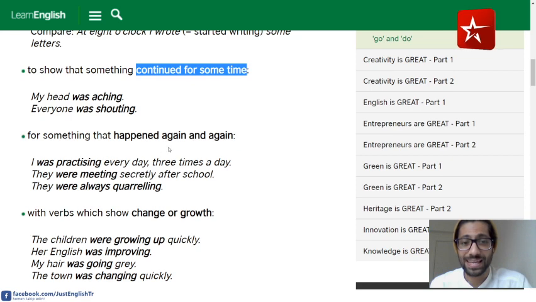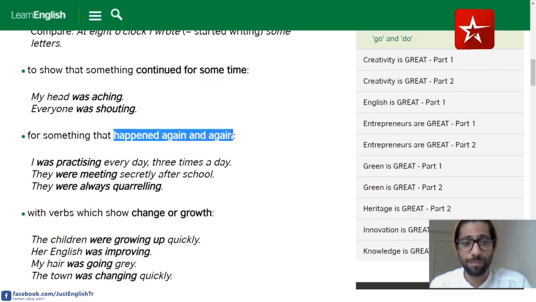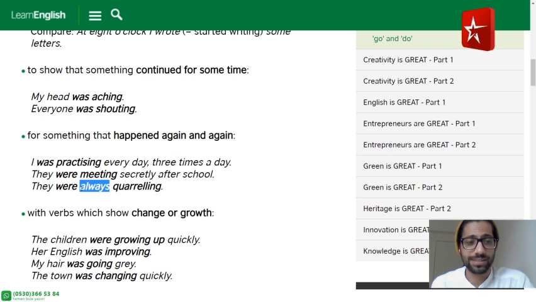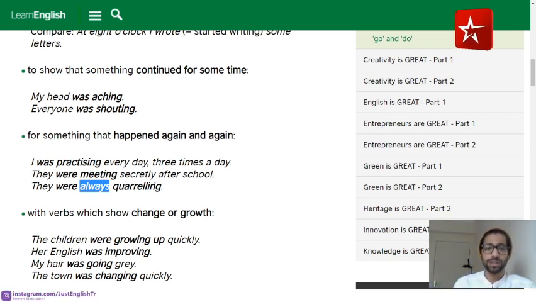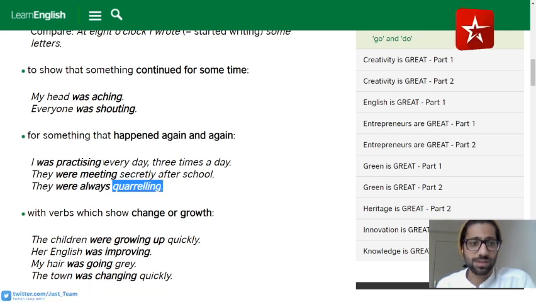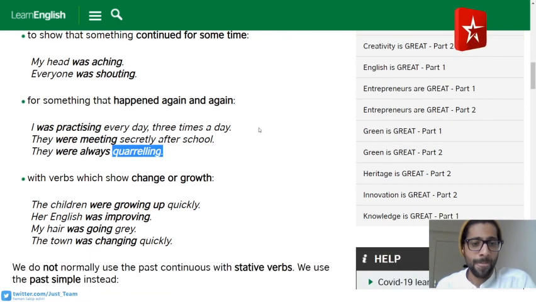For something that happened again and again. Okay, here which means repetition. I was practicing every day, 3 times a day. They were meeting secretly after school. They were always quarreling. Always, here, the adverb, guys, again, for repetition. Quarreling, it's fighting, if you have no idea what it means.